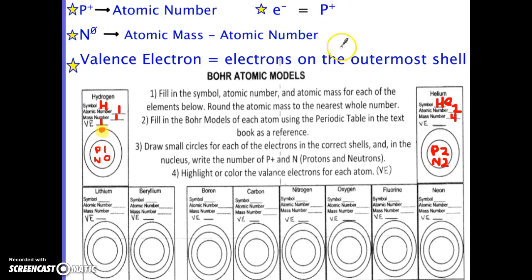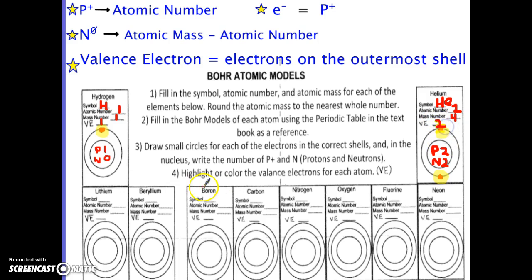And if I have 2 protons, that means I have 2 electrons. So I'm going to draw electron 1, electron 2, and highlight those electrons on the outer shell. Oops, I need my highlighter. This electron and this electron. I have 2 valence electrons for this atom.